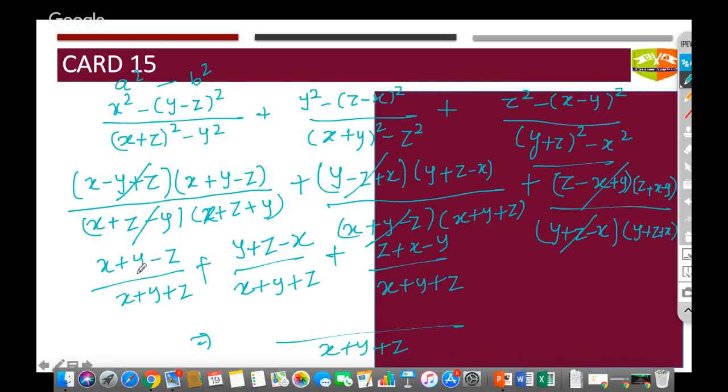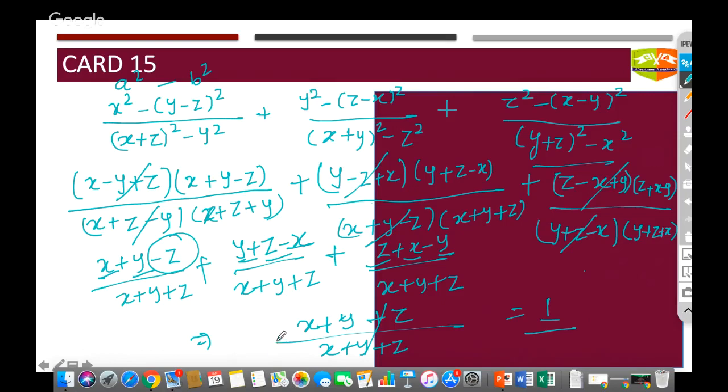Now you will see 2x are positive here, and 1x is negative, so 2x minus x is x. 2y would be positive here, and here it is negative, so 2y minus y is y. And 2z would be positive here, and here it is negative, so I can write z. So (x + y + z) divided by (x + y + z) turns into 1. So this is what the answer of this question is.